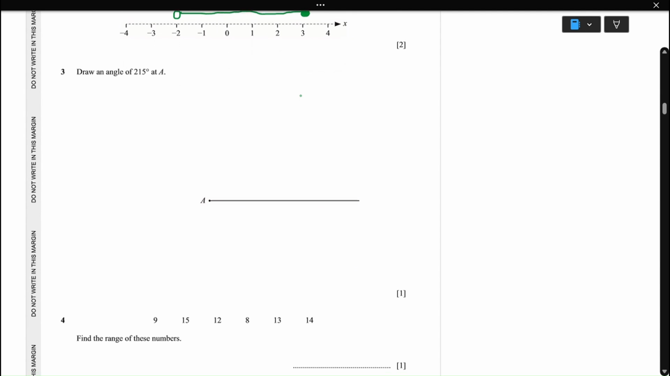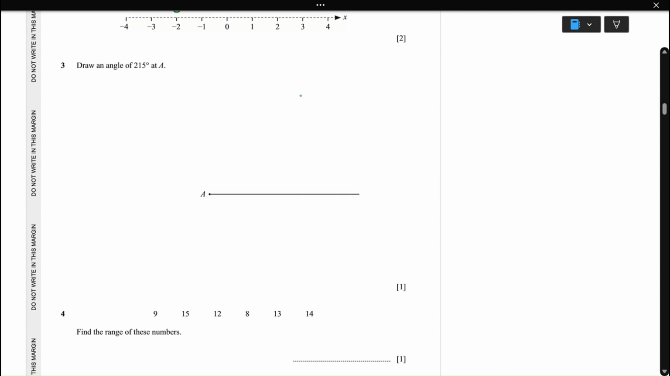Draw an angle of 215 at A. If it is more than 180, we split it like 180 plus 215 means we need to add here like 35. As we know, this is angle A. When we draw a straight line, we just put a dotted line. This is 180 degrees, so 180 degrees more, we need to find 35 degrees. So just put the protractor here, and from here find the 35 degrees above. So we will almost get this line.